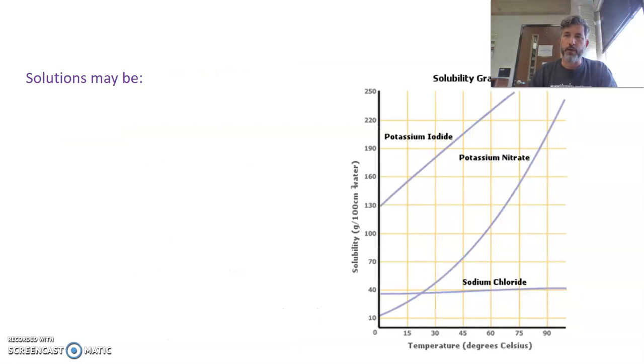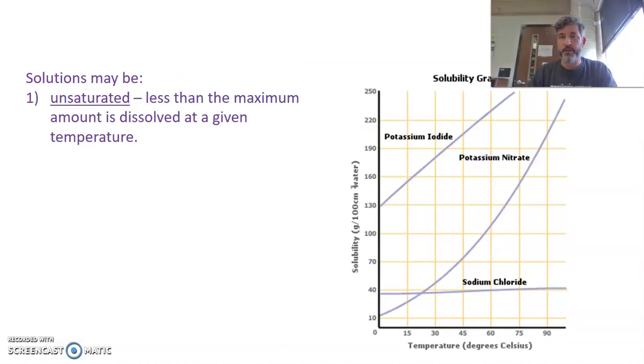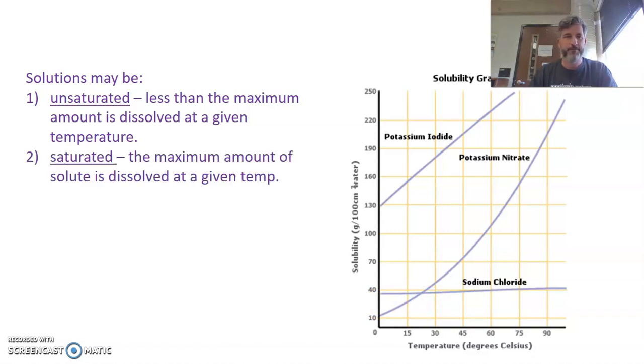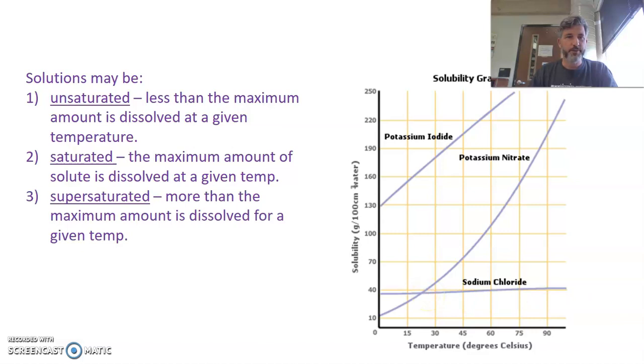Okay, a couple definitions. We've already mentioned them, but let's put them in our notes. An unsaturated solution means we have less than the maximum amount. At room temperature, 30 grams would be under the line, so less than the maximum amount we should be able to dissolve. Saturated means we have the maximum amount, so we're right at the line, about 36 grams at 25 degrees Celsius. And supersaturated means we have more than the maximum amount dissolved. So here's how that works.